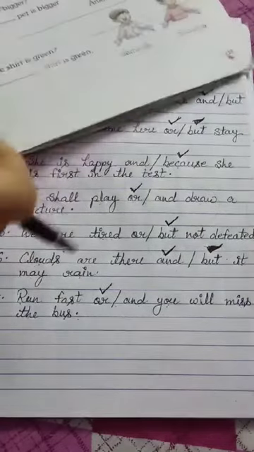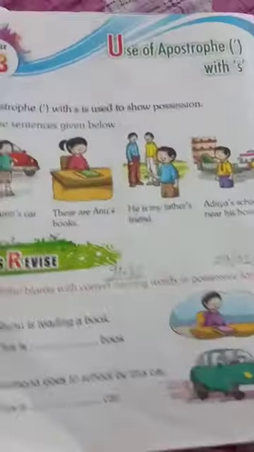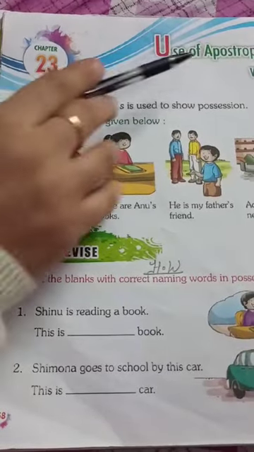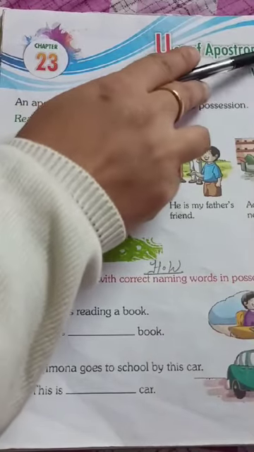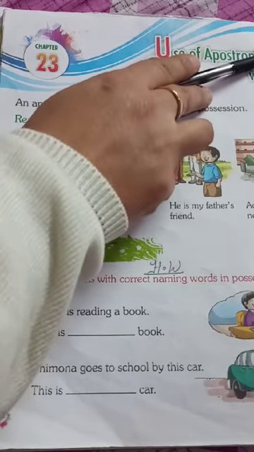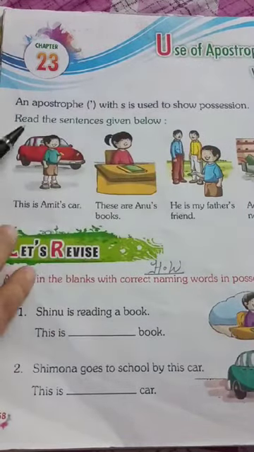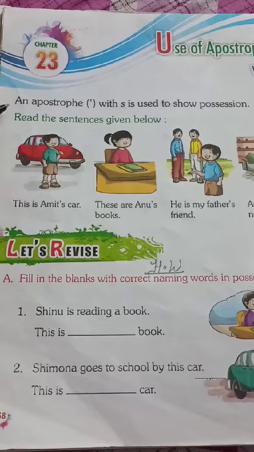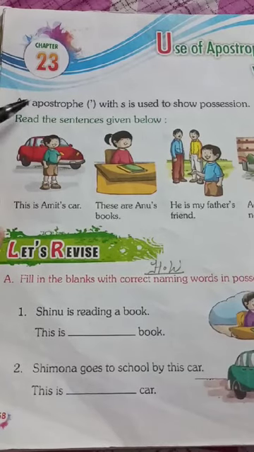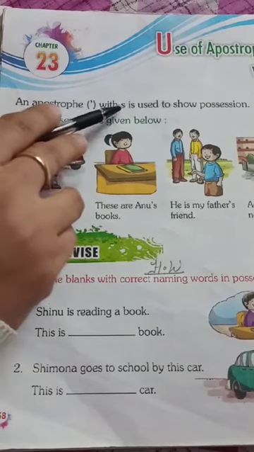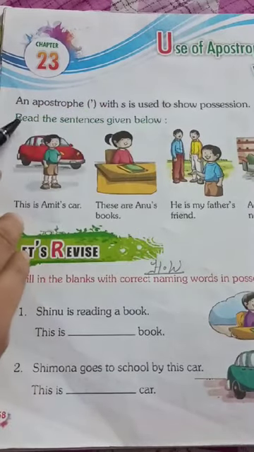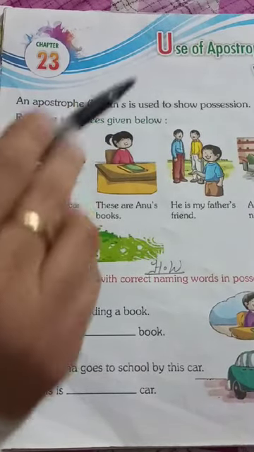lesson number 23. Here you can see in this picture, number 23 lesson, use of apostrophe. It is a symbol of apostrophe with S. How can you do this exercise? May I explain it to you? An apostrophe with S is used to show possession. Read the sentences given below.